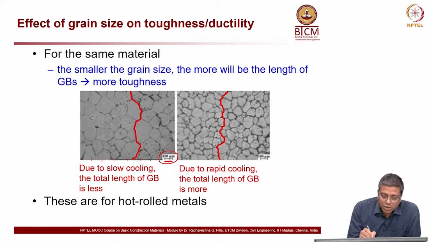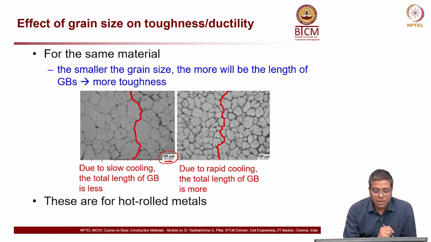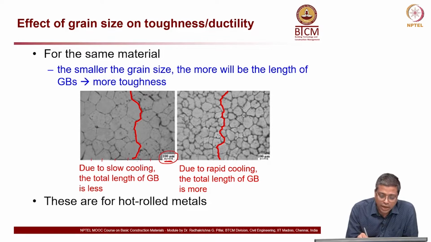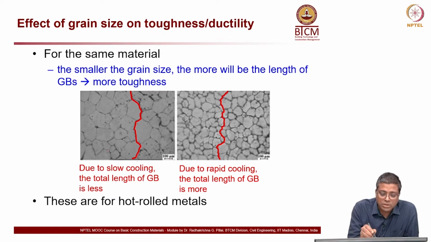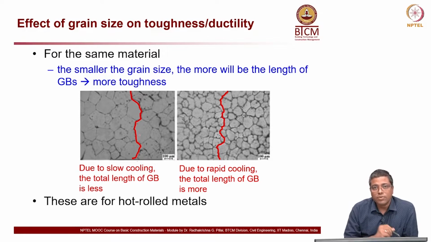Okay. Now, on the left side you have larger grains as compared to the image on the right side. Now, when you have larger grains, if you have a crack along the grain boundaries, or this is the intergranular crack. Okay. If I try to measure the length of this red crack, the red line indicates the crack, the one on the left side will be shorter than the one on the right side. This is less and this is more.